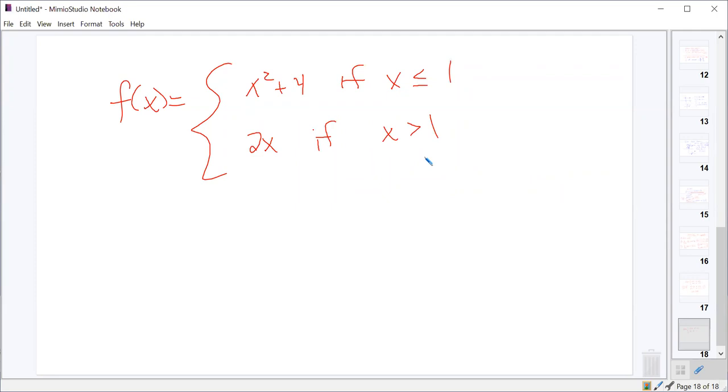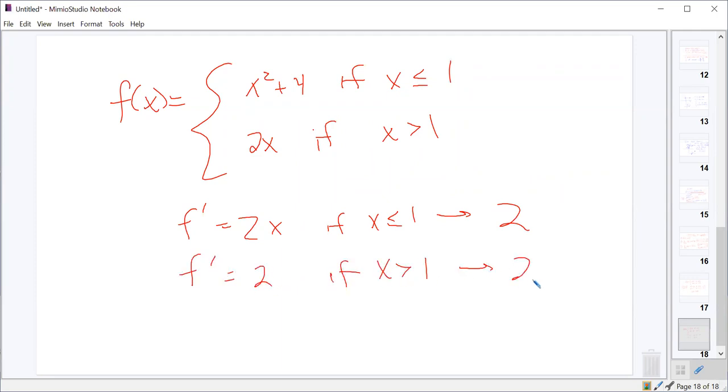And so a lot of people will skip checking for continuity, and they will go straight to checking the differentiability based on the derivative. So you get 2x if x is less than or equal to 1, which would give you 2. And you'd get f prime is 2 if x is greater than 1, which would give you 2. And you'd say, oh, cool, it's differentiable. Well, no, it's not differentiable because you didn't go and check the continuity.